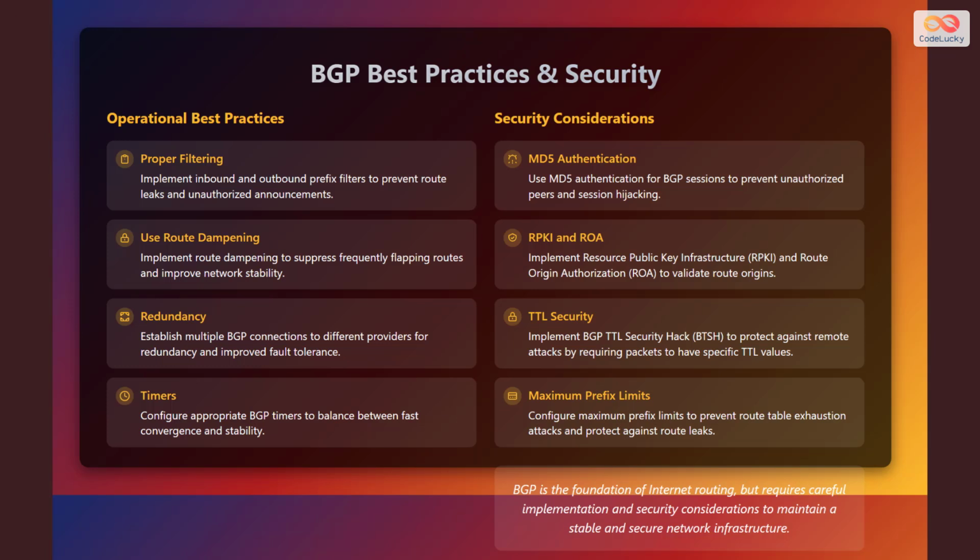For security considerations, use Message Digest 5, or MD5, authentication for BGP sessions to prevent unauthorized peers and session hijacking. Implement Resource Public Key Infrastructure, or RPKI, and Route Origin Authorization, or ROA, to validate route origins. Implement BGP Time to Live Security Hack, or BTSH, to protect against remote attacks by requiring packets to have specific time to live values. Configure maximum prefix limits to prevent route table exhaustion attacks and protect against route leaks.